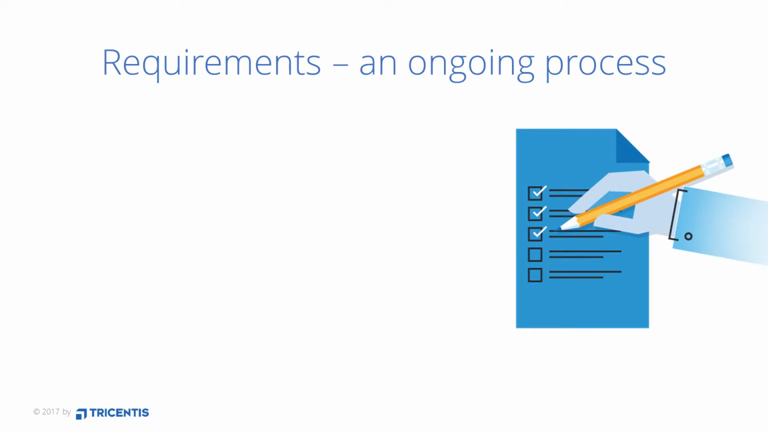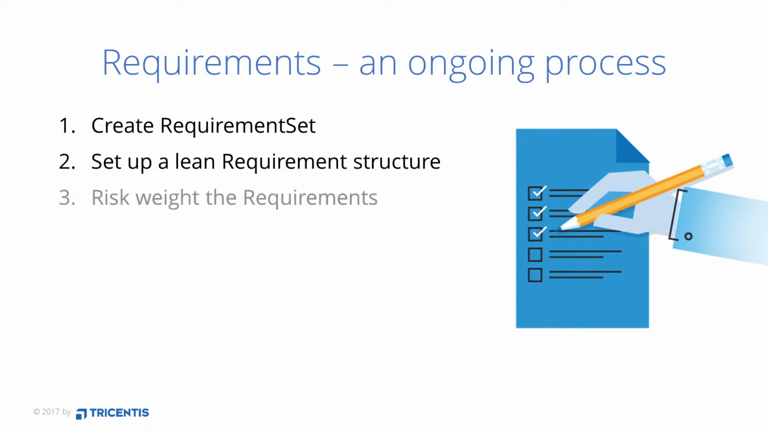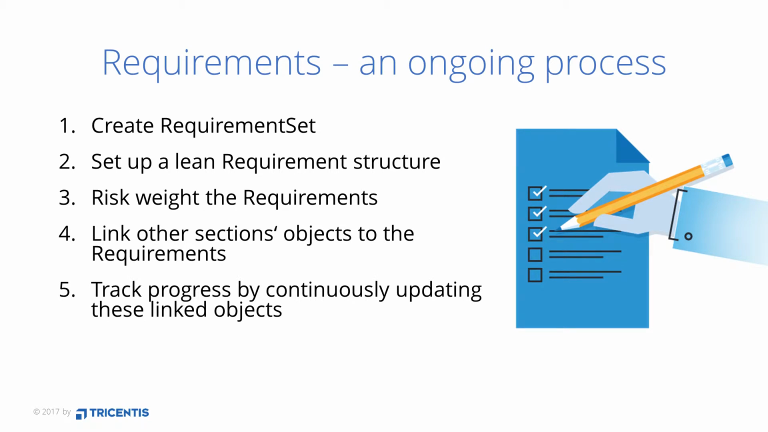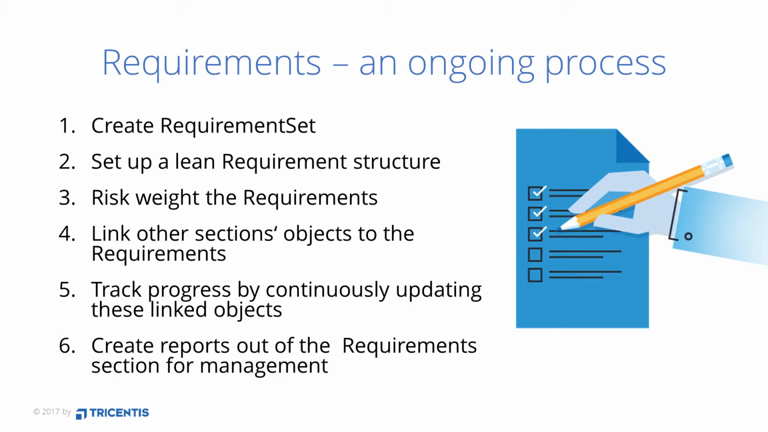All of this can be done in Tricentis Tosca using the requirements section. In the requirements section, it is possible to set up the requirements, structure them, and to risk weight them. Once all of this is done, the requirements can be linked with the other sections of Tosca, such as test case design, test cases, and the execution list section. This enables you to use it as a dashboard to have full oversight over the progress of the test portfolio and to create reports for the management.